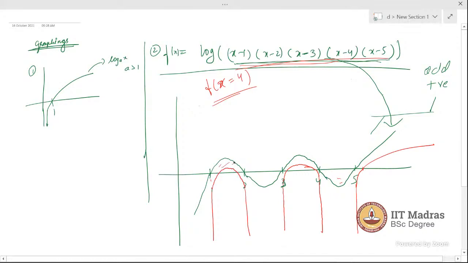Why? Because these are only the positive regions. That's all. Sir, why do you bend it? Like for 5, it is increasing, and for all this, it is bent. That's what you have to understand.